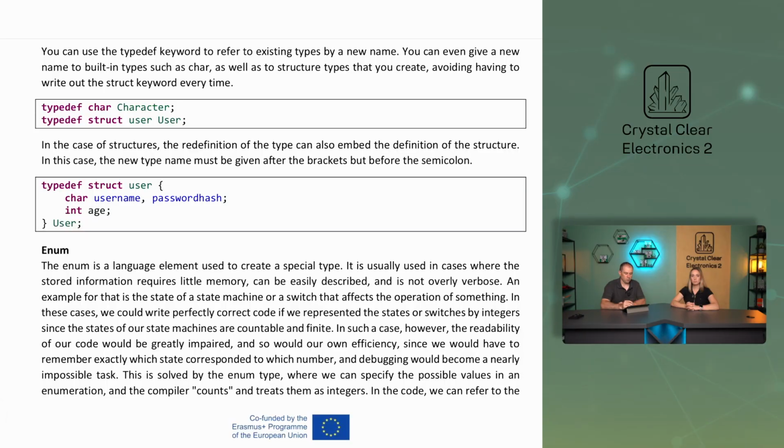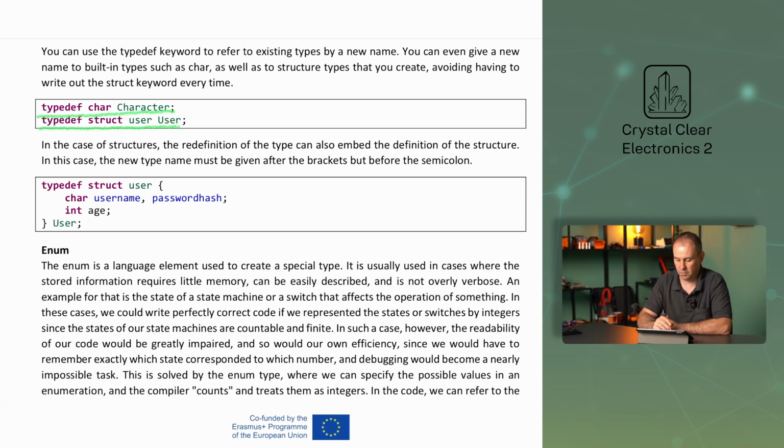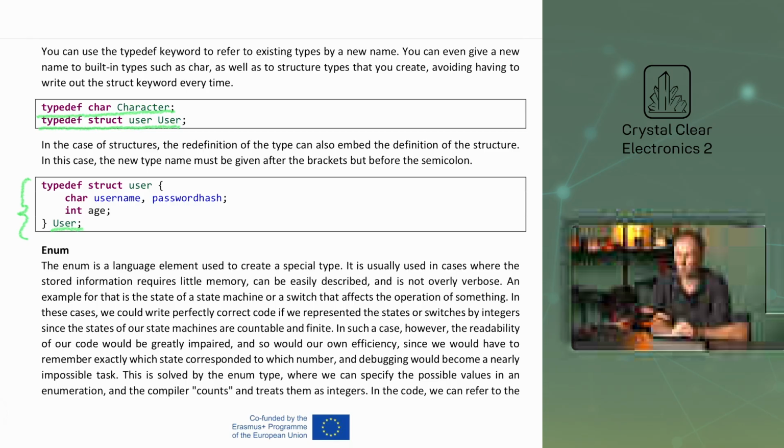You can use the Typedef keyword to refer to existing types by a new name. You can even give a new name to built-in types such as char, as well as to structure types that you create, avoiding having to write out the struct keyword every time. In the case of structures, the redefinition of the type can also embed the definition of the structure. In this case, the new type name must be given after the braces but before the semicolon.